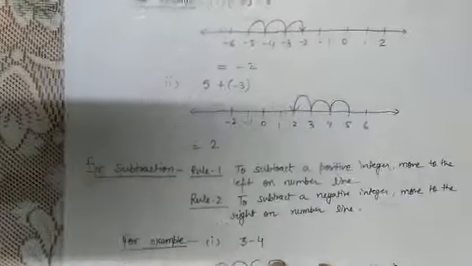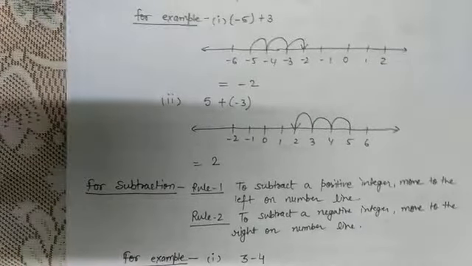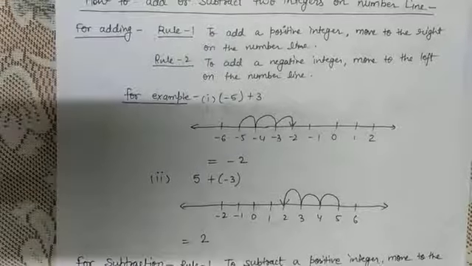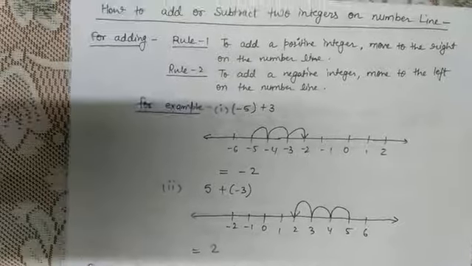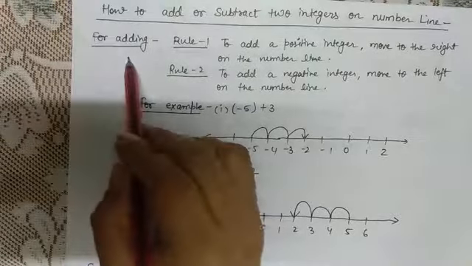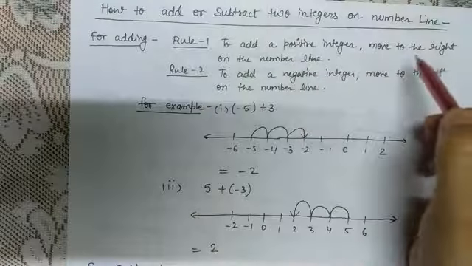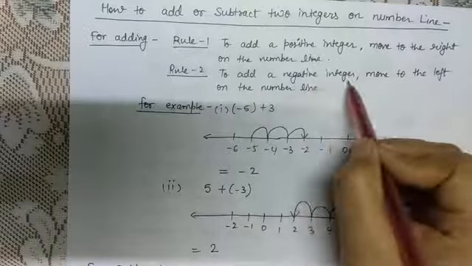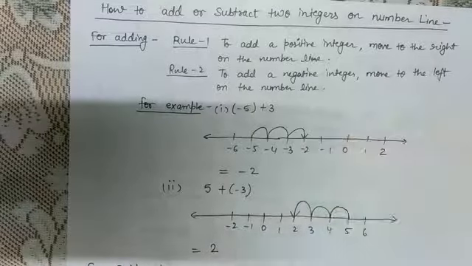Now we have to study how to add or subtract two integers on the number line. I know this topic is new for you, but if you get regular practice, you will be able to understand it very easily. For addition, rule number 1 is, to add a positive integer, we have to move to the right on the number line. To add a negative integer, we have to move to the left of the number line. It's very simple.